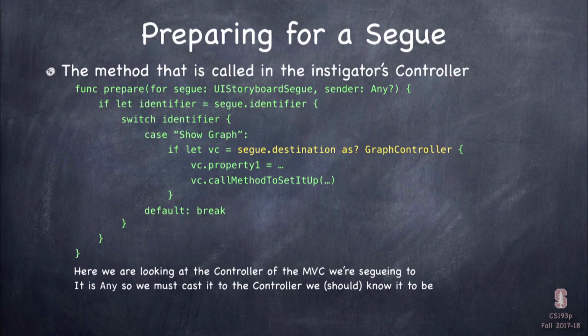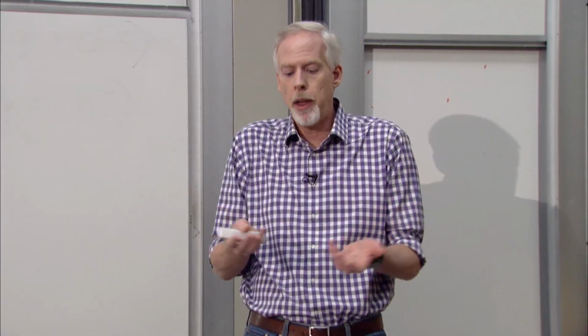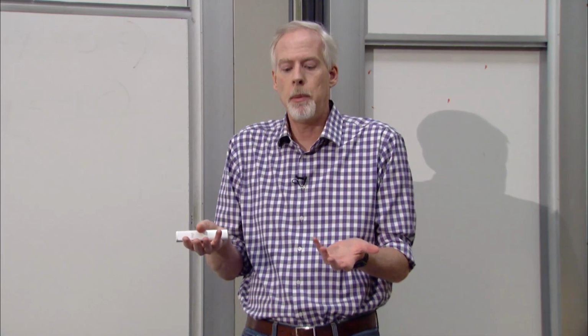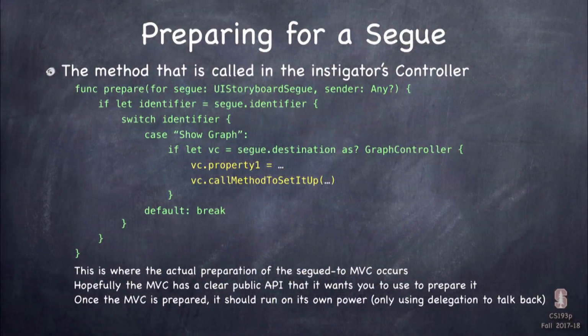So that means we have to use as, the typecasting, to downcast it to the kind of MVC controller we think this is, based on which segue it is. So in this case, it's the calculator case. I think it's a graph controller that controls one of these graphing things, and so I'm going to downcast it. Now, if that fails, then obviously I can't prepare it. So that's why I do if-let there. But if it doesn't fail, then now I can set properties in the graph controller, call methods, whatever's necessary to get it to know what function to graph so that it can do its job. We prepare it. Cool, everybody?